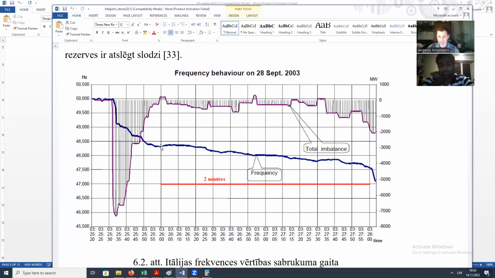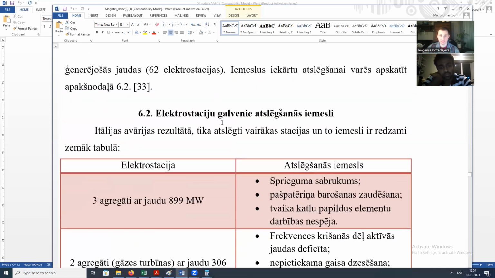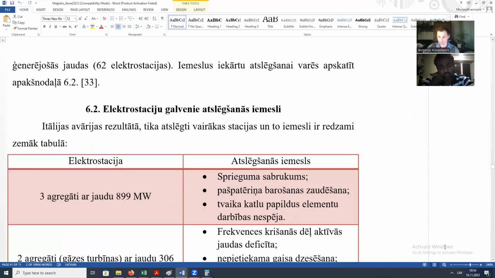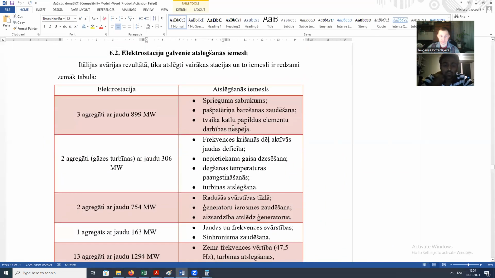And this happened. We are starting to lose our own generation due to low frequency. Here we could see a list of generators that we lost. Some recap, some summaries. So the Italian power system, what did it lose? It lost 3 generators with a power of 900 megawatts due to low voltage.